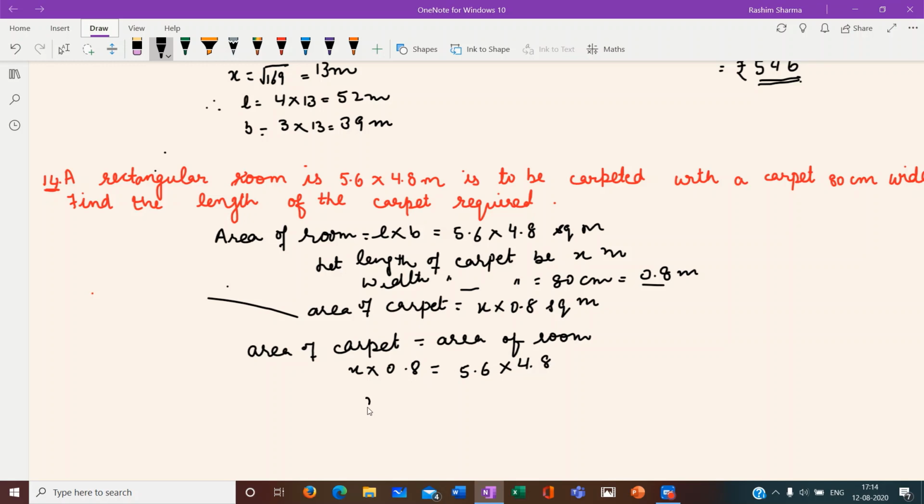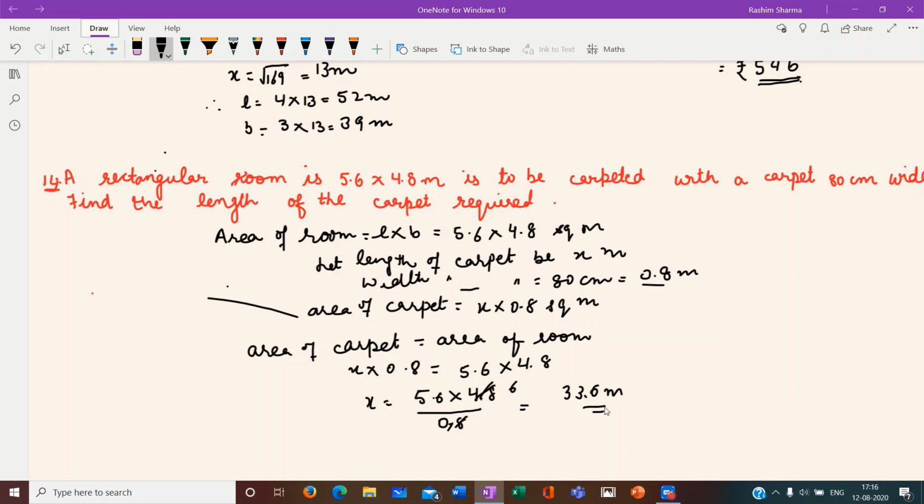So we can get the value of x from here, that is 5.6 into 4.8 upon 0.8. Here this decimal balances this decimal place, so 8 sixes are 48, and we can multiply here 5.6 into 6. It is 33.6 meter.